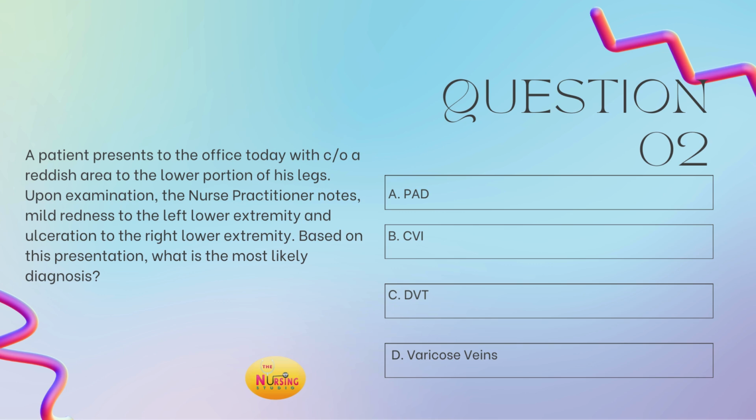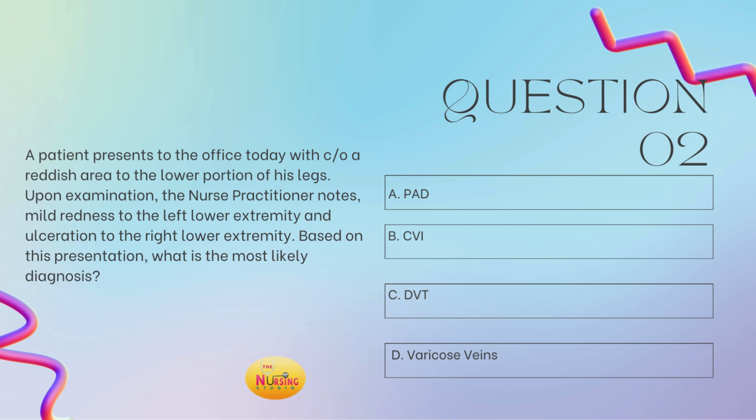All right, so stem of the question here states, based on this presentation, what is the most likely diagnosis? So again, we're going to look at those assessment findings, right? So this patient came in complaining of a reddish area to his lower extremities. The nurse practitioner notes that on the left lower extremity, there is some mild redness, whereas on the right lower extremity, there is some noted ulceration.